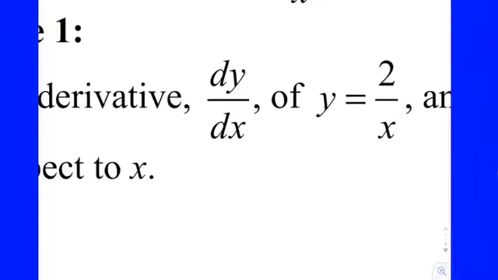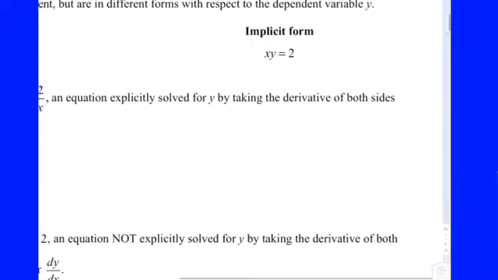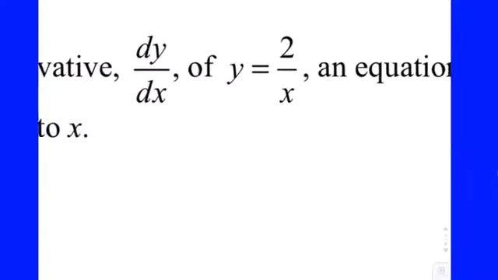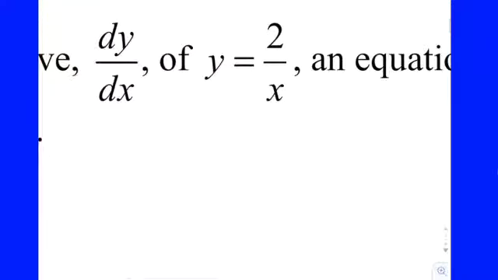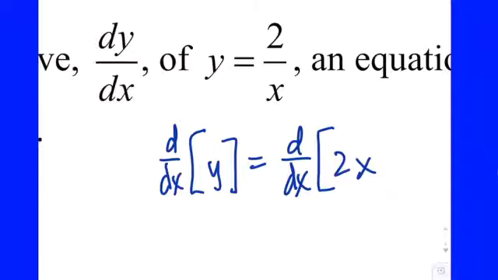So we're still interested in dy dx for this function here. Let's take the derivative of both sides with respect to x. This is what we've been doing. When we first did this, I showed this step, and then I said you don't have to show it anymore. We're taking the derivative of the left side with respect to x, and then the derivative of the right side with respect to x, and I'm going to write that as 2x to the negative first.